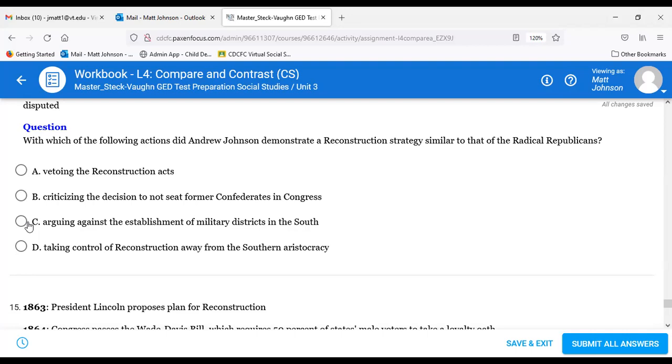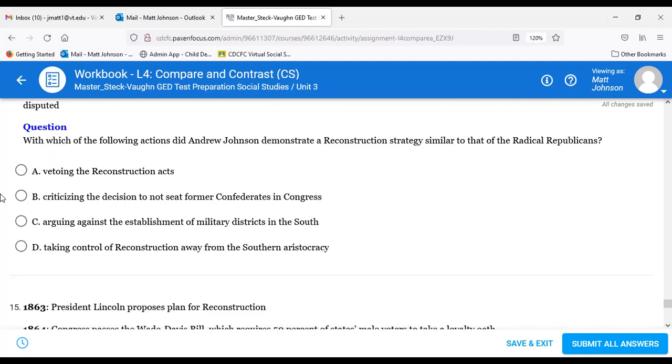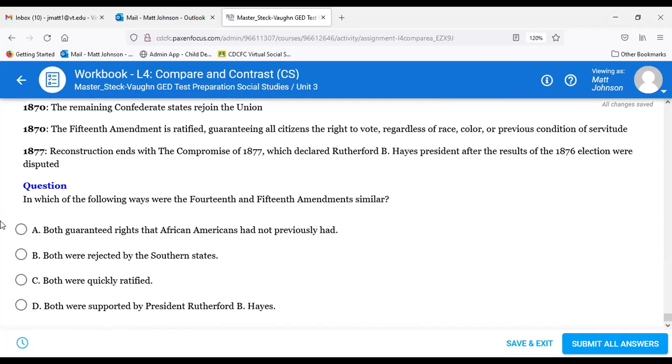In which of the following actions did Andrew Johnson demonstrate a Reconstruction strategy similar to that of the Radical Republicans? Vetoing the Reconstruction Acts, criticizing the decision to not seat former Confederates in Congress, arguing against the establishment of military districts in the South, or taking control of Reconstruction away from the Southern aristocracies? D, yep, D. So taking that away from the Southerners. Okay, 15. Christiana, we'll finish out with 15 here.